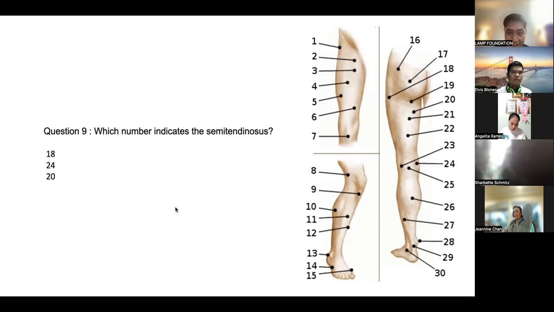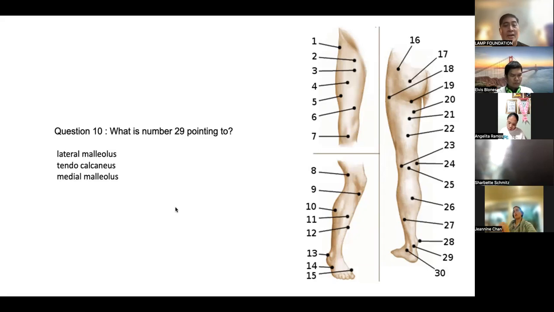24. Yes, very good. What is number 29 pointing to? 29 is the tendocalcaneus. What is that more commonly known as? Number 29. There's another name for that. The ankle? No, that's Achilles heel. Achilles tendon. Yes, Achilles tendon. And I'm sure you know your history, your mythology.